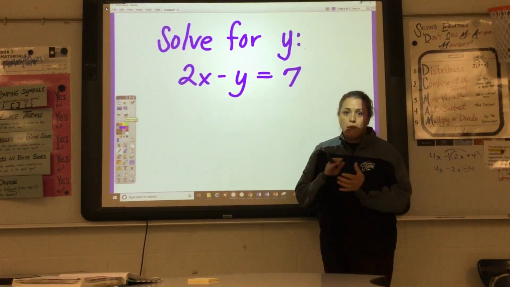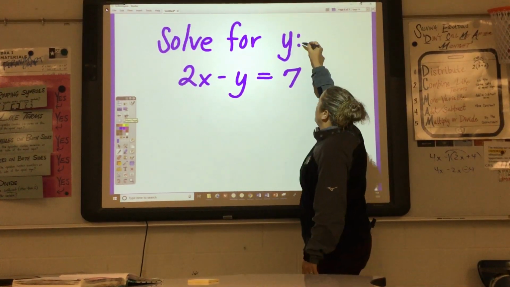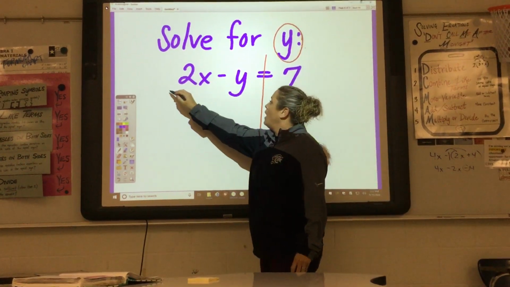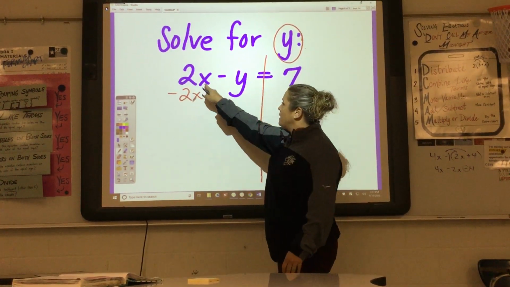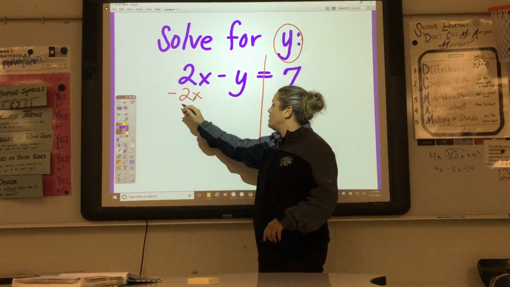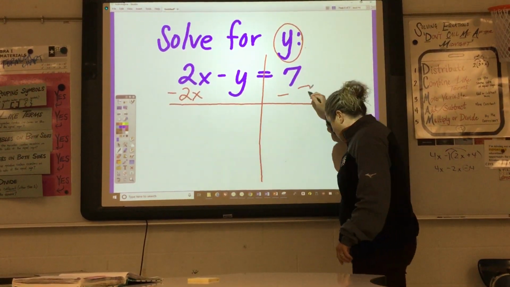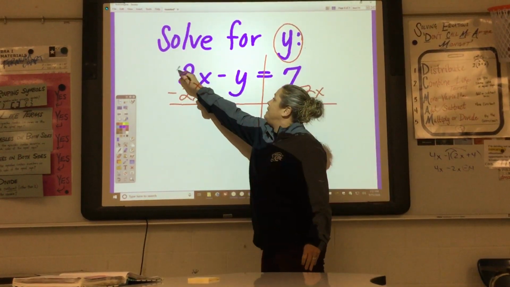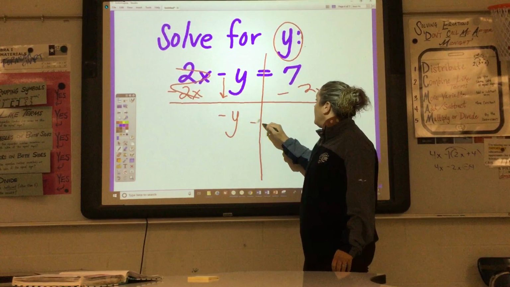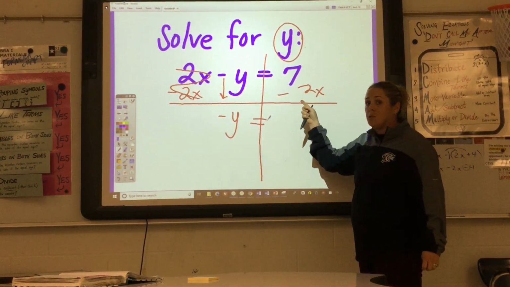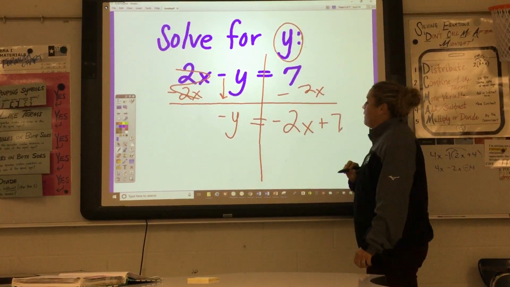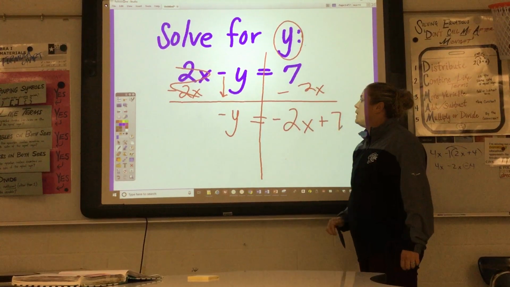All right, another example, solving for y. We're going to solve this equation for y, okay? Meaning I want y by itself. So I'm going to subtract 2x because this is an x and this is a y. They're not like terms. They don't have the same variable or the same power. I'm going to do that to both sides, okay? I zero this out and then I bring down my negative y equal to, I can't combine these, they are not like terms. So I have negative 2x plus 7.